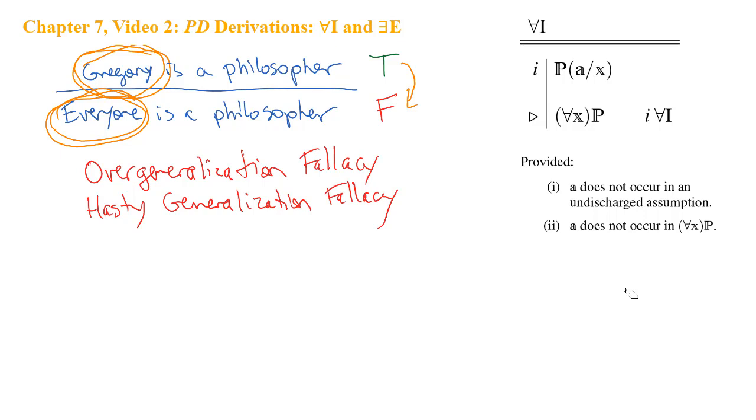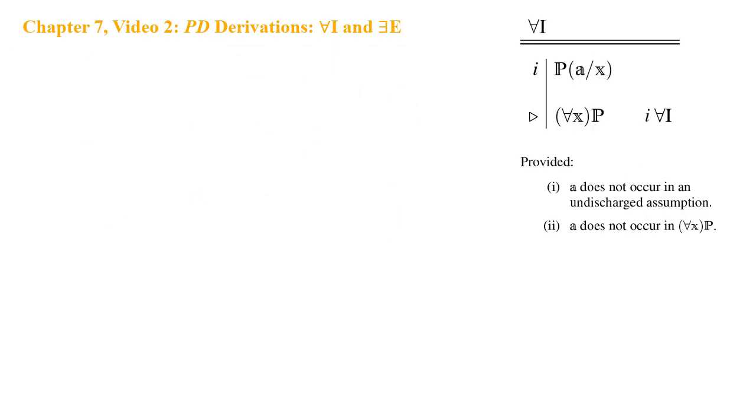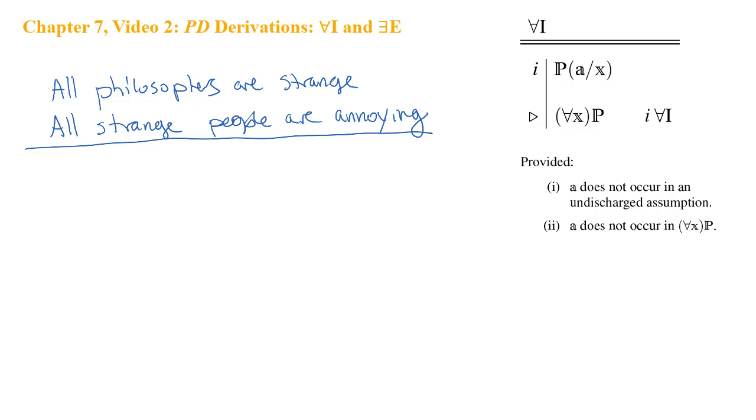So what we want to see is a case where we can go from a particular instance to a generalization without making this mistake. So consider this argument. All philosophers are strange. All strange people are annoying. This is a fairly straightforward universal syllogism, and the conclusion may seem obvious to you. Let's write it out. All philosophers are annoying, which is probably false, but not because the inference is invalid, but because it's unsound.